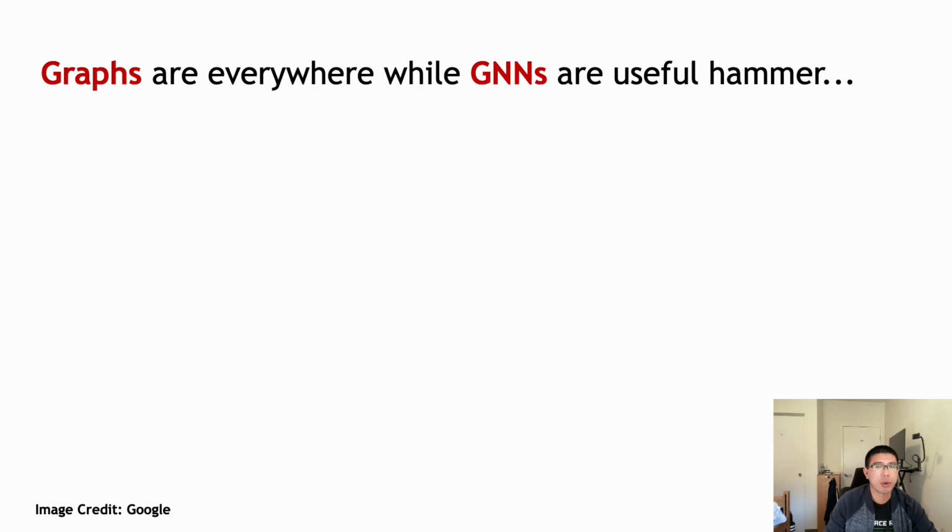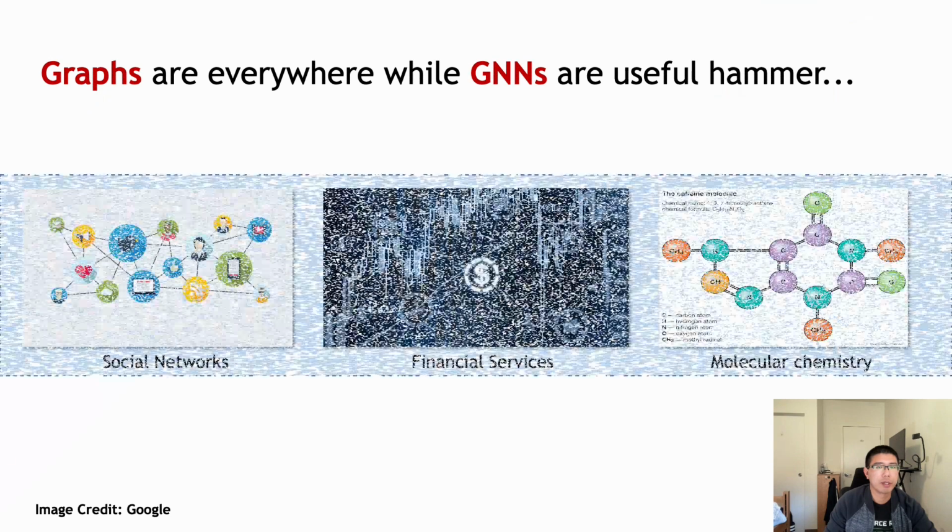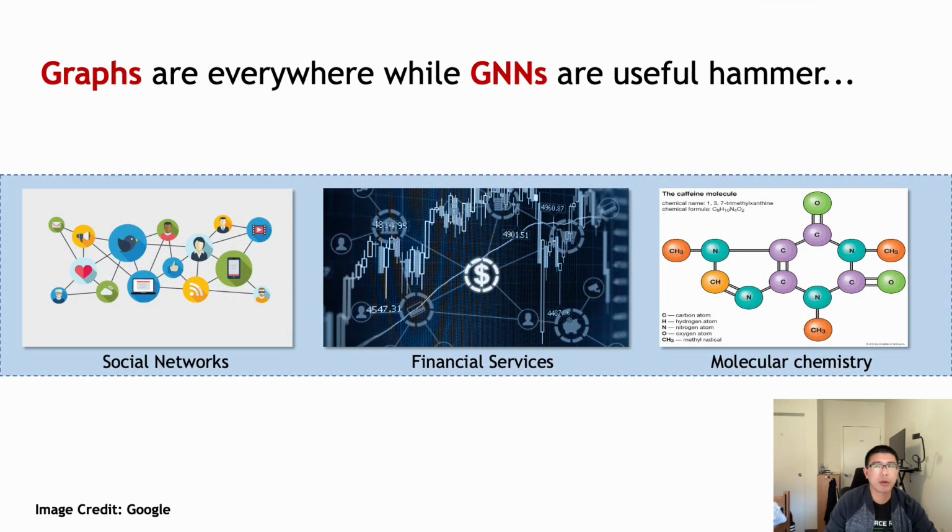Nowadays, graphs are everywhere in our daily life. For instance, in social networks, we can use graphs to model user connections. In financial services, we can use graphs to model the transactions between different entities. And in molecular chemistry, we can use graphs to model the interactions among different molecules.